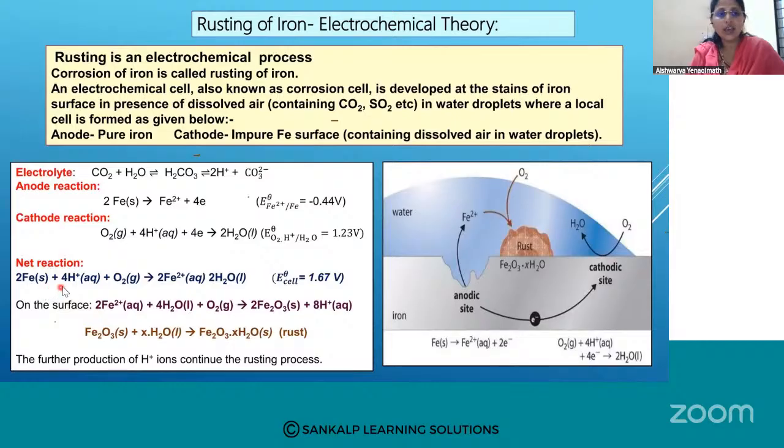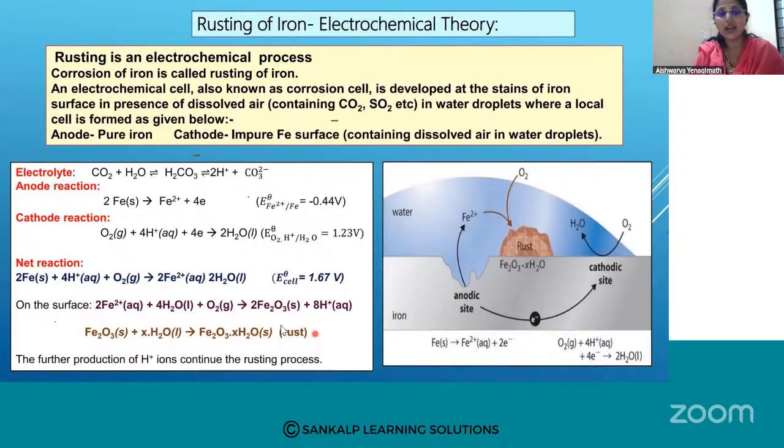What will be the net reaction? Here you can see 2 Fe plus 4H plus O2 gives 2 Fe plus 2 and 2 H2O. The E naught of the cell, the standard cell potential, is 1.67 volt. Atmospheric water and oxygen form Fe2O3, which combines with extra molecules of water, XH2O.